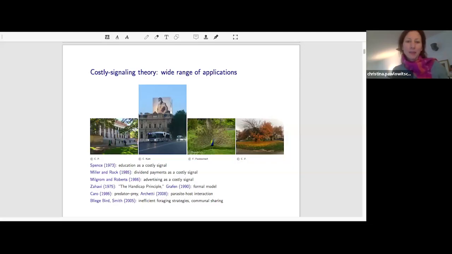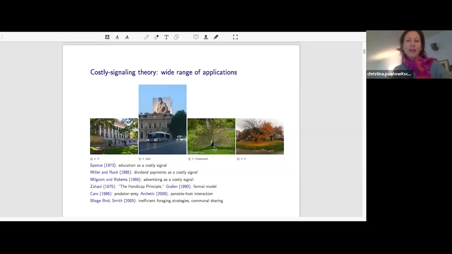The second, let me explain what you see in this picture. You see a huge advertisement in the streets of Paris. And advertising is very costly. And it has been argued by economists that advertising is actually a form of costly signaling. So it's not so much that information is transported by advertising, but the information is in the cost of the advertisement.